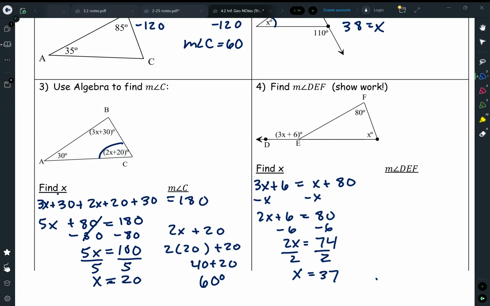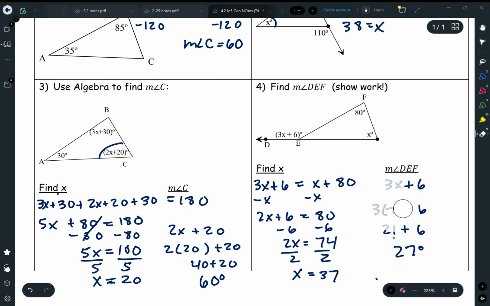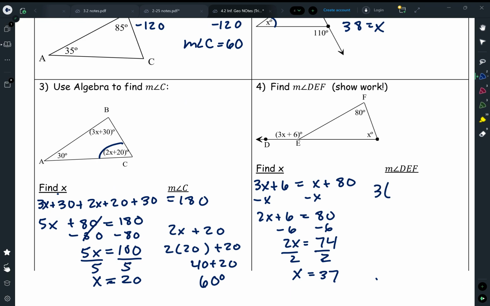Last step here is finding the measure of angle DEF. DEF is the 3x plus 6, which is 3 times 7 plus 6. 21 plus 6 is 27 degrees. Oh, it's not a 7. X is a 37. Let's go back and fix this. So 3 times 37 plus 6. I looked at the picture and I thought, how can I get such a small number for this angle? And then 3 times 37 is, let's see, 90 and 21, so 111, plus 6, 117 degrees. So now we've got our angle measure.